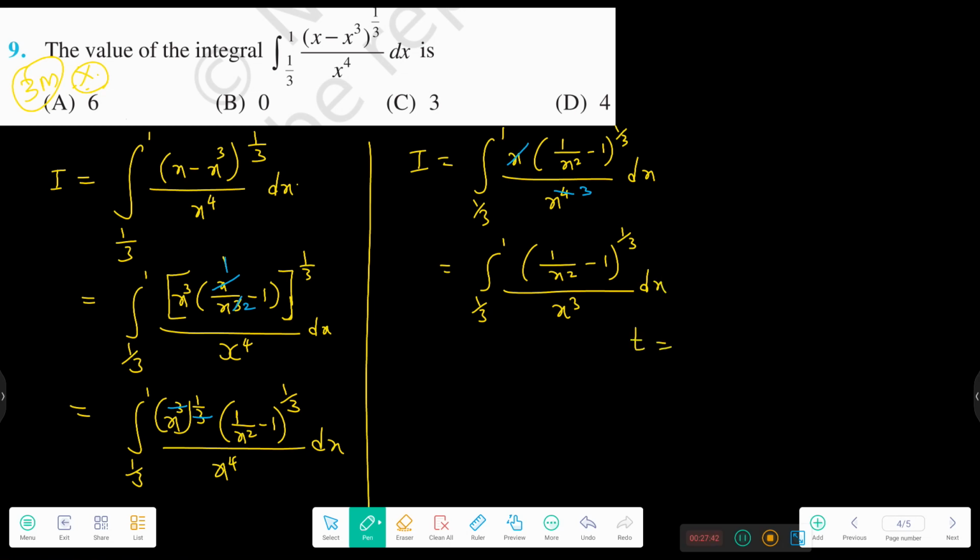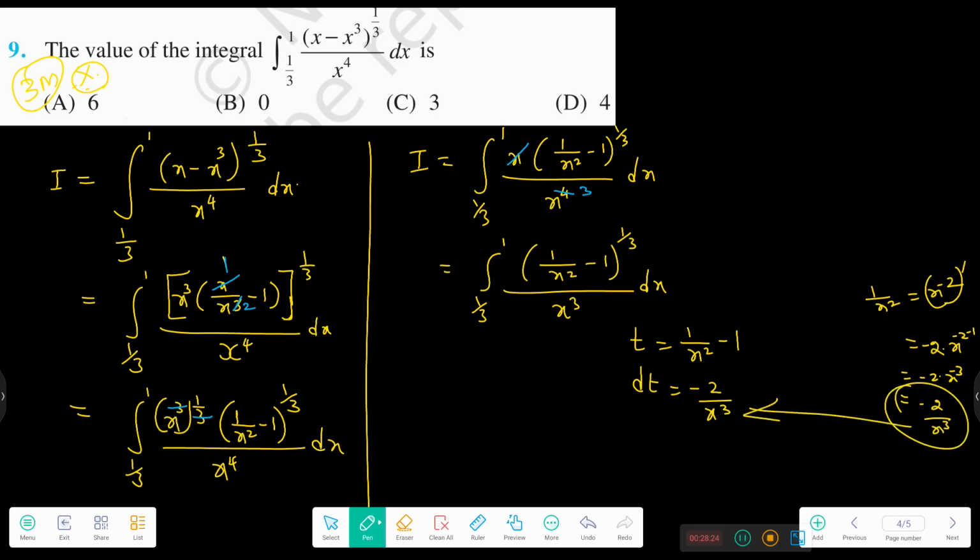Now let's take t equal to the whole numerator without the power, so t is 1 divided by x square minus 1. When you differentiate this, what are you getting? The derivative of 1 divided by x square is minus 2 divided by x power 3. Does anyone know this? You have to learn. 1 by x square is x power minus 2. When you differentiate, minus 2 comes down, then the power is reduced by 1, so minus 2 into x power minus 3, which you can write as x power 3 in the denominator. I have mentioned this directly here, and yesterday also I said this.